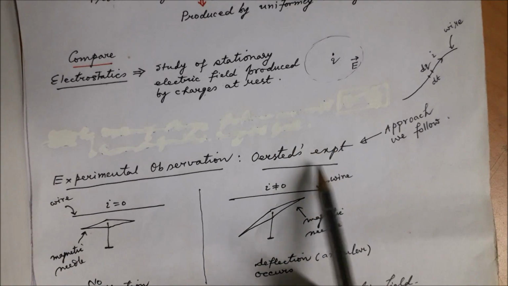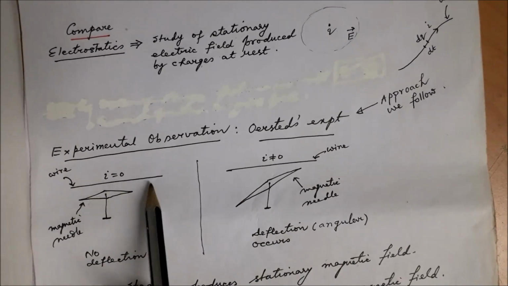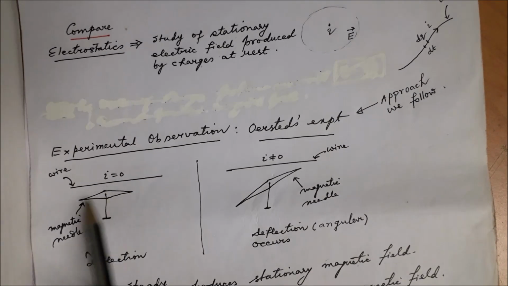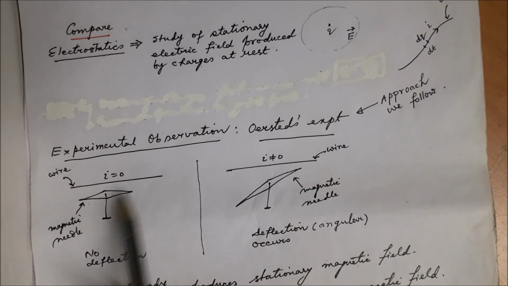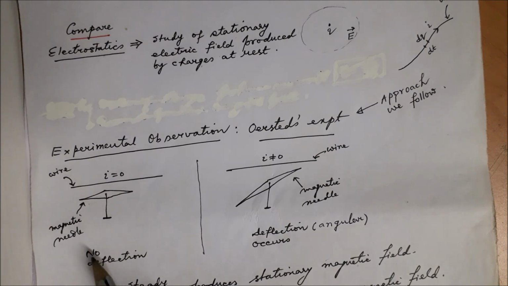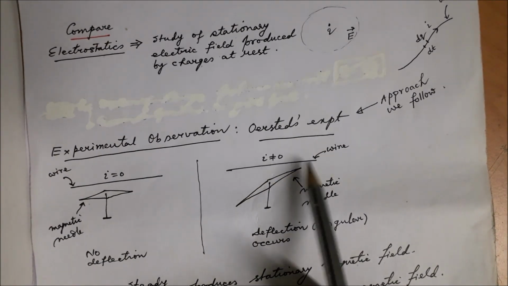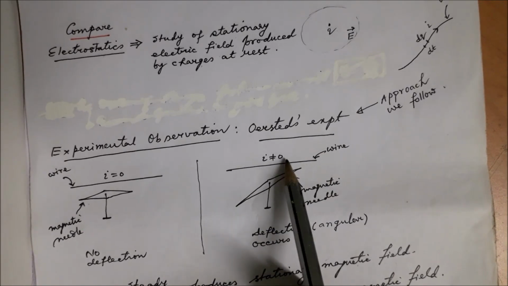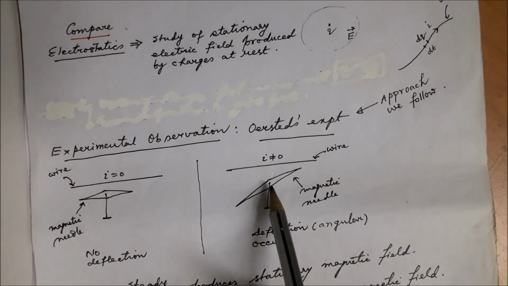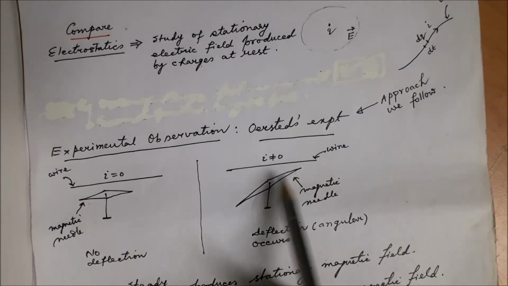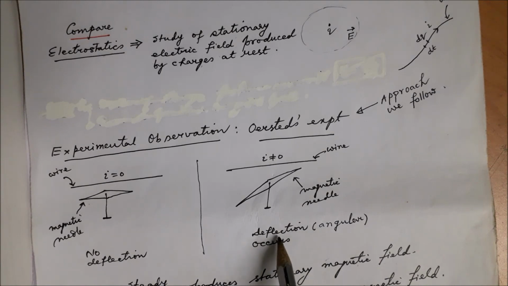Now in Ørsted's experiment, there was a wire and a magnetic needle. If the wire did not carry any current, then the magnetic needle remained as it was. It refused to deflect. So there is no deflection. But if it carried a current, I non-zero means the wire is carrying some current, at once there is deflection of the magnetic needle. The magnetic needle suffers an angular deflection.